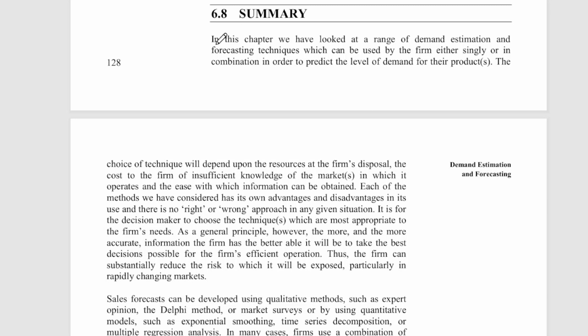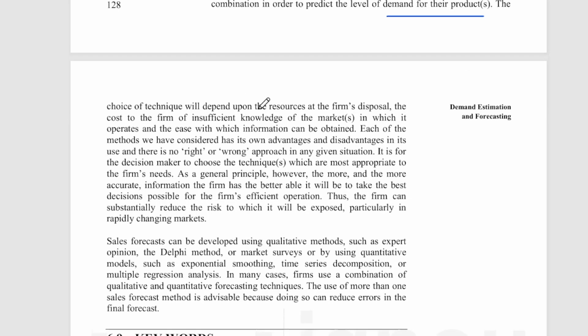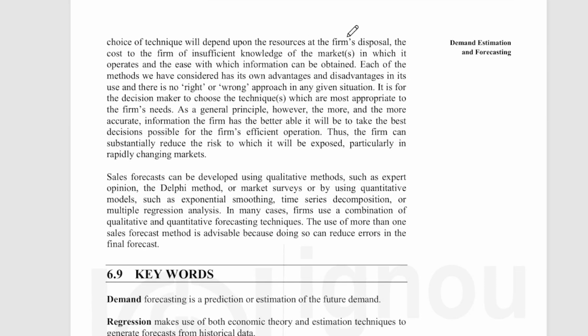And now the summary of this unit. In this chapter we have looked at a range of demand estimation and forecasting techniques which can be used by the firm either singly or in combination in order to predict the level of demand for their products. The choice of technique will depend upon the resources at the firm's disposal, the cost to the firm of insufficient knowledge of the markets in which it operates, and the ease with which information can be obtained. Each of the methods we have considered has its own advantages and disadvantages in its use, and there is no right or wrong approach in any given situation. It is for the decision maker to choose the techniques which are most appropriate to the firm's needs.